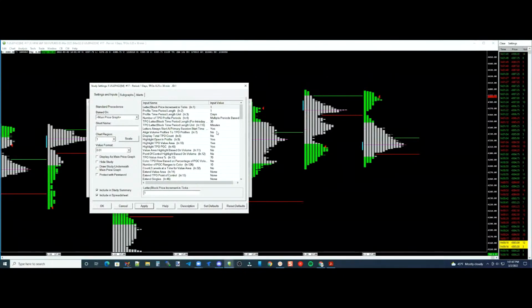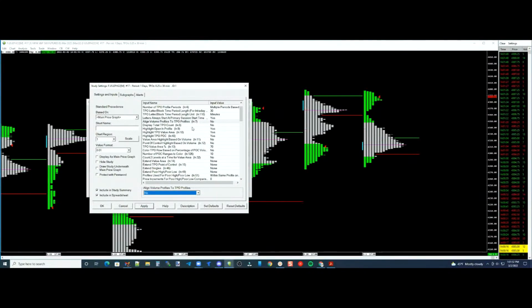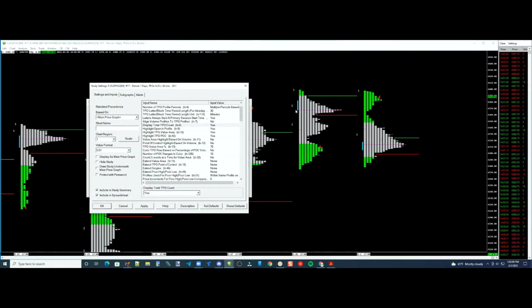We're going to walk down the list here. Display total TPO count. I would say yes. I like to display the TPOs. That's telling us the TPOs there. TPOs, by the way, is how many periods: A, B, C, D, E, F, and G. That's your TPOs.